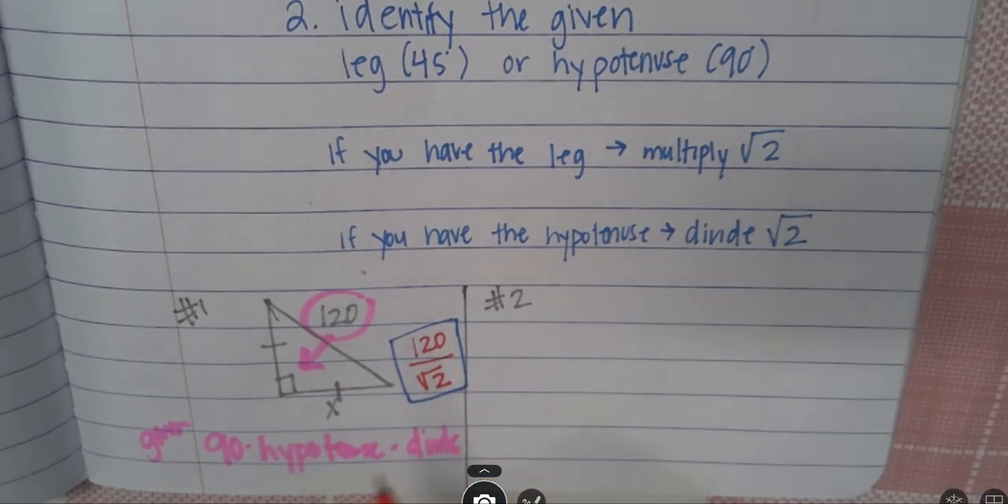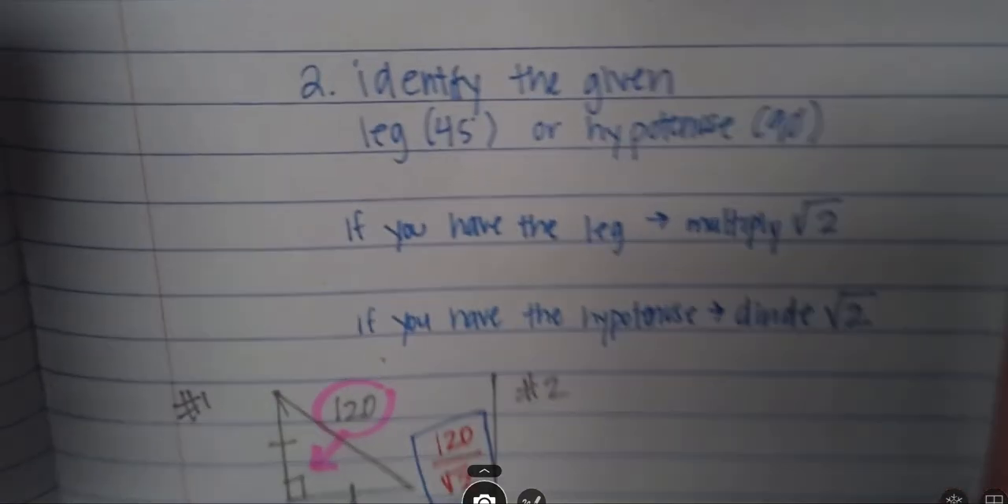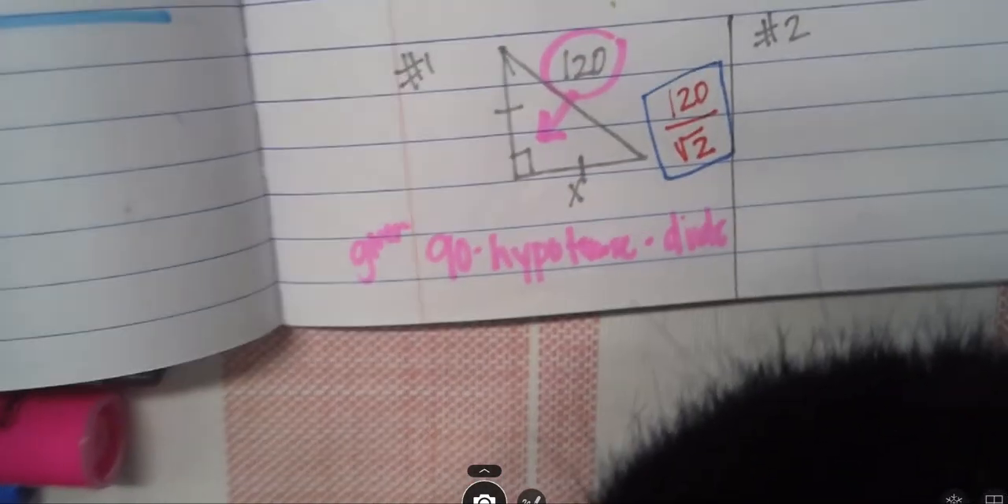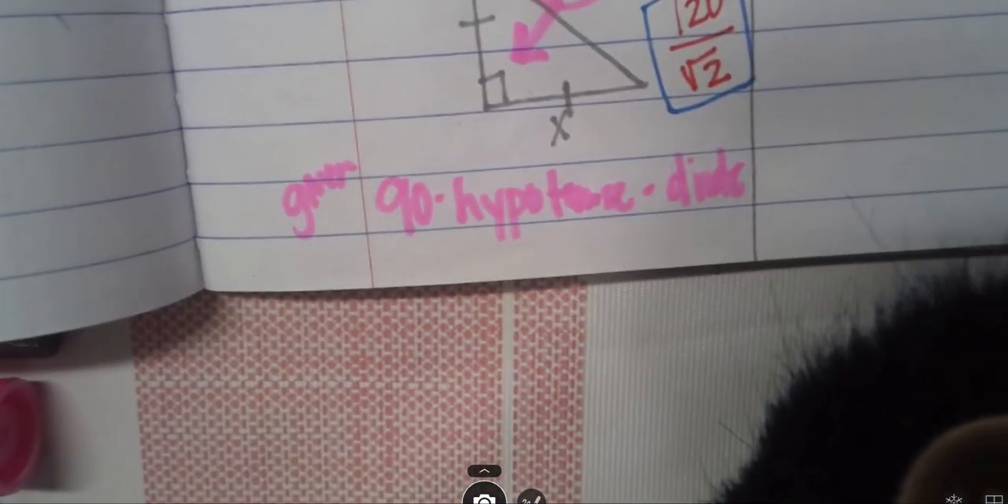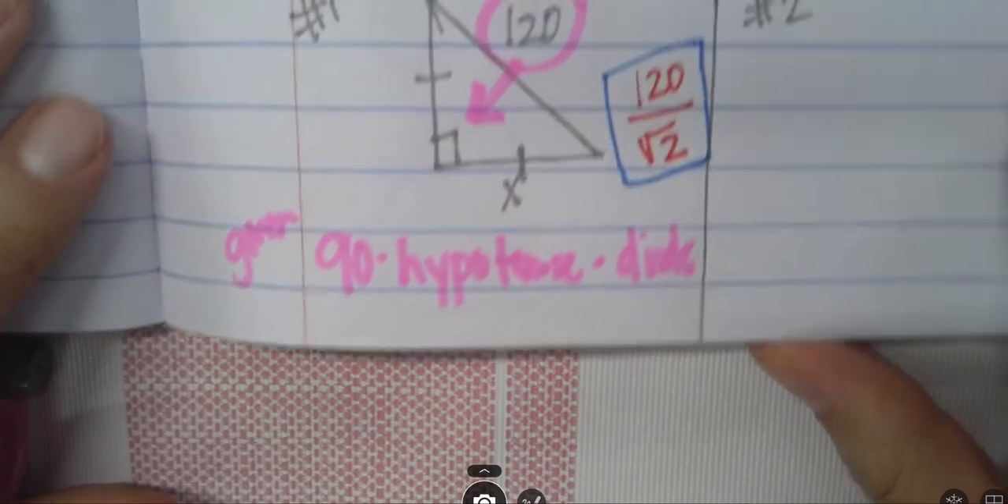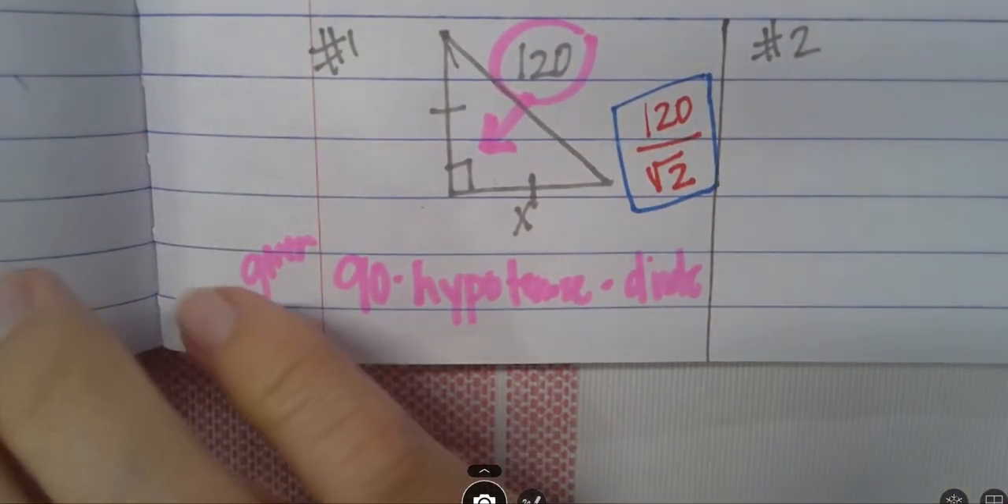What's the number given to you on the outside? The number outside is 120. What is the 120 across from? What does this box here mean? 90. So if it's across from 90, I just spilled coffee. That's why I'm making that noise, if you're watching this video. It's across from 90. Because it's across from 90, you divide by the square root of 2.